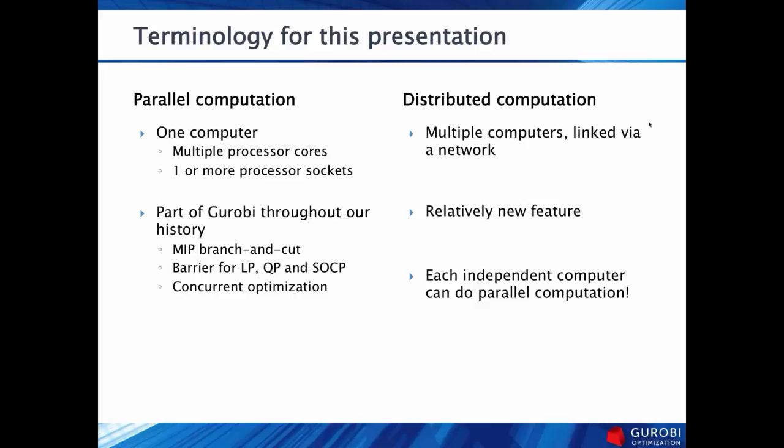Distributed optimization is a slightly different concept. With distributed optimization, you use multiple computers linked together via a network. This is a relatively new feature for Gurobi Optimizer. And the interesting thing is that distributed computation uses parallel computation because each independent computer can do parallel computation. In fact, not only can it, it does. So it does parallel computation within distributed optimization. We'll talk more about that a little bit later.